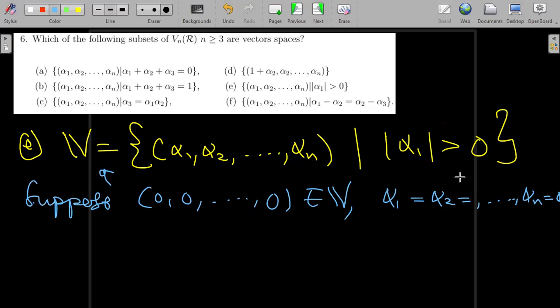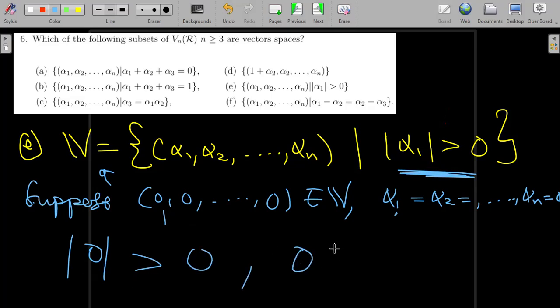Now, is this condition satisfied? If I get alpha 1, which is just 0, the modulus should be greater than 0. But this is not true, because the modulus of 0 is just 0, and 0 is not greater than 0. So this is false. It means the zero vector is not a part of this vector field. So if it's not a part of that vector field, then what we have is not a vector field. Okay, so that's what we have there.